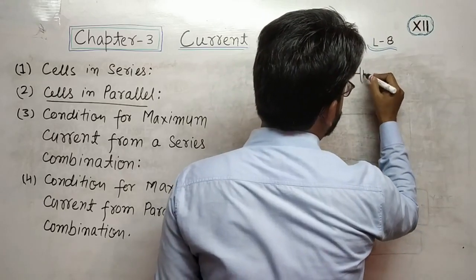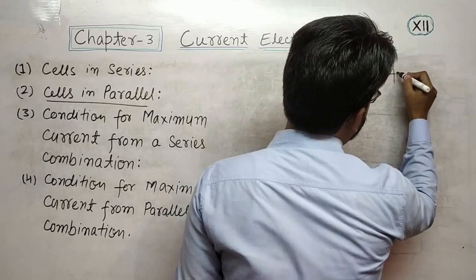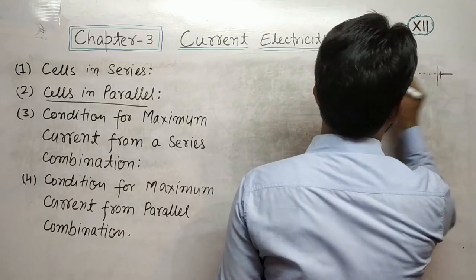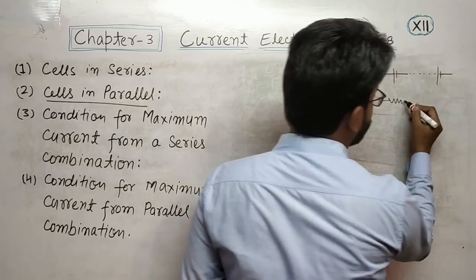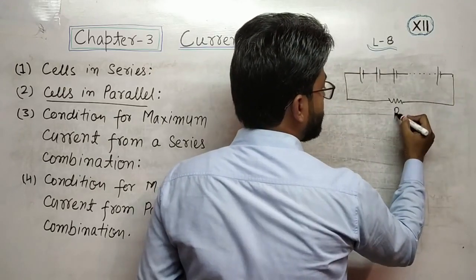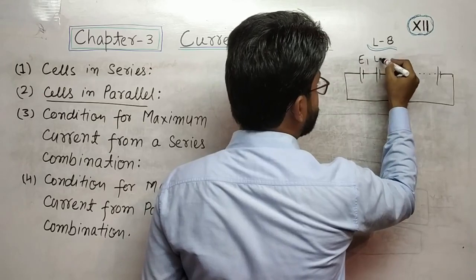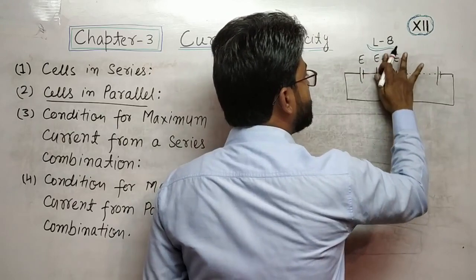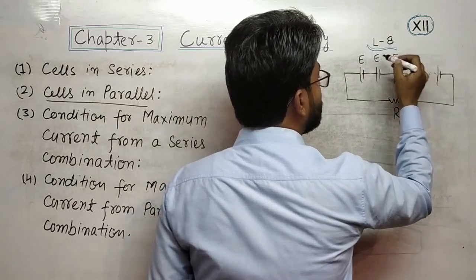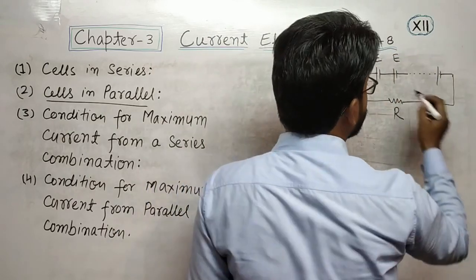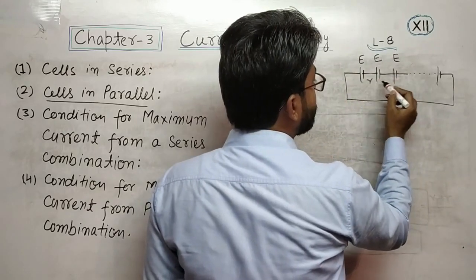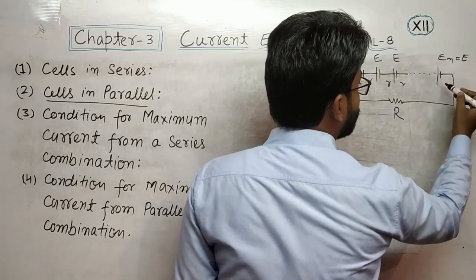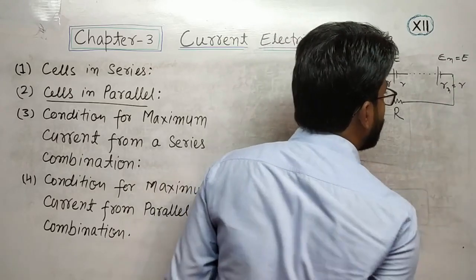Let us suppose n number of cells are connected in series, and this is the external resistance. This is E1, this is E2, this is E3, or simply we can write equal EMF E and equivalent internal resistance r. This is En, that is also equal to E, and this is rn, that is also equal to r.